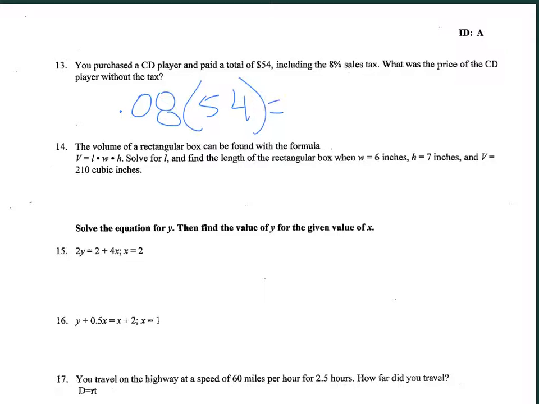In number 14, the volume of a rectangular box can be found in the formula. If we want to find volume, it's length times width times height. You need to solve for L. So move the W and the H and find the length of the box. And they give you when W is 6, height is 7, and the volume is 210 cubic inches. Make sure you label your answer in inches.